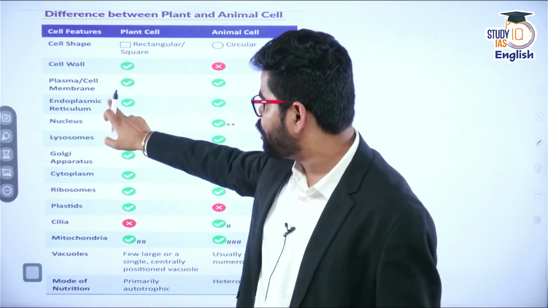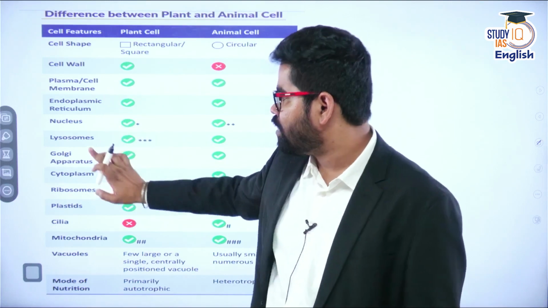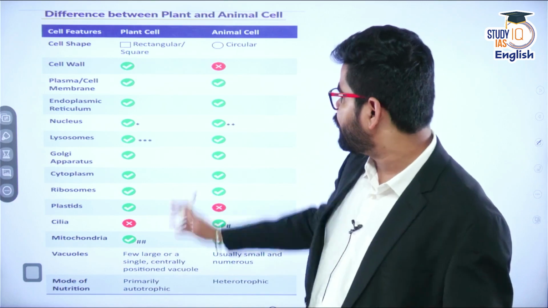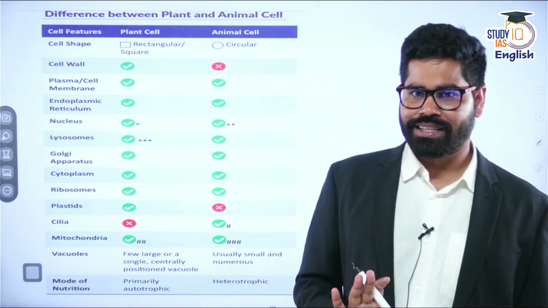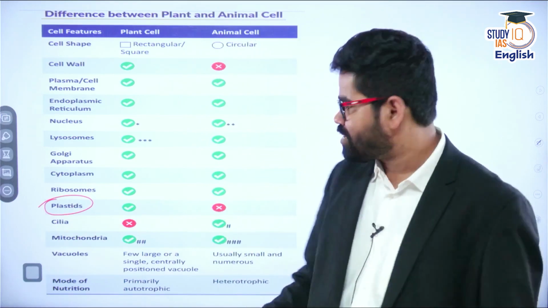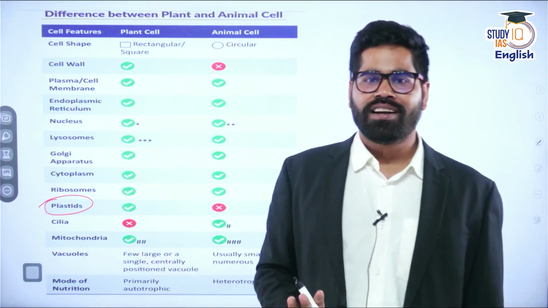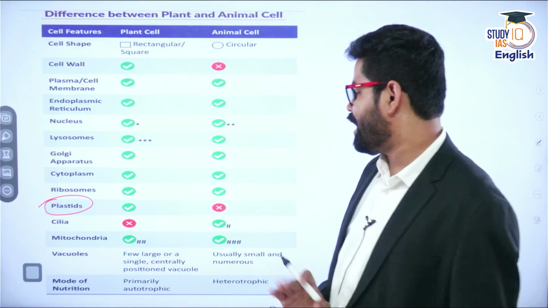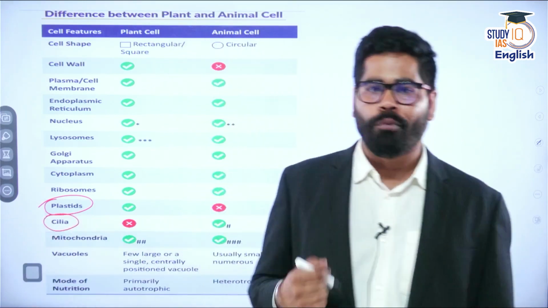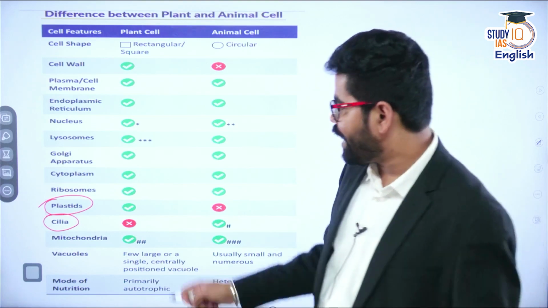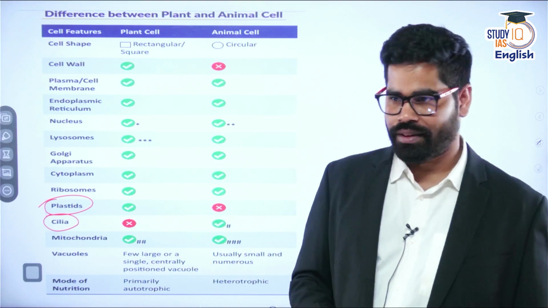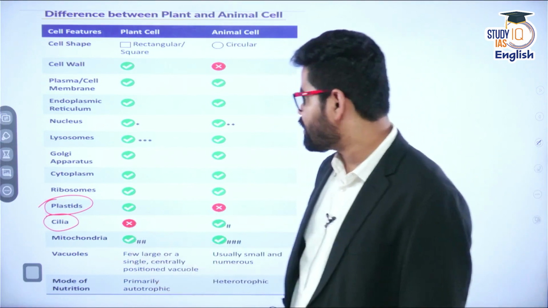Plasma membrane, endoplasmic reticulum, nucleus, lysosomes, Golgi apparatus, cytoplasm, ribosomes, they are present in both plant and animal cell. The difference is in terms of plastids. Plastids are present in the plant cell, but they are absent in the animal cell. There is one component, cilia, which helps in motility of the cells. They are absent in the plant cell, but present in some of the animal cells.